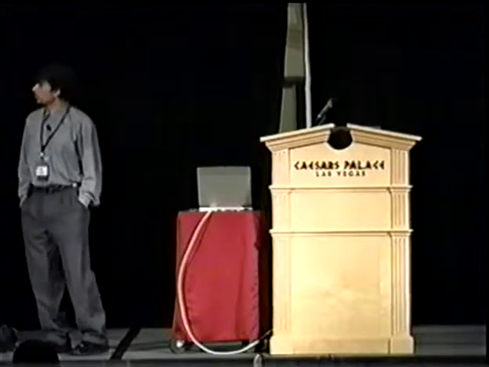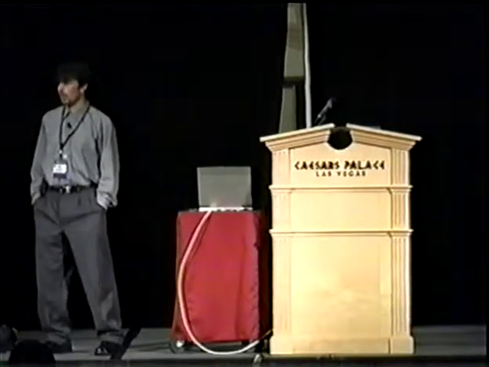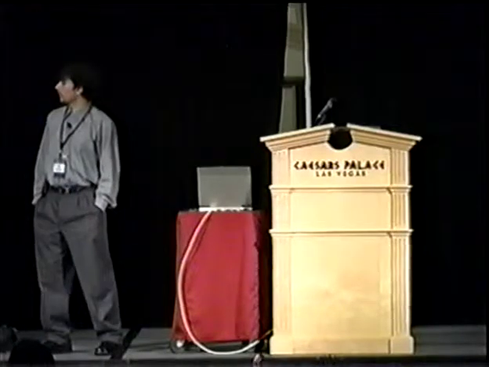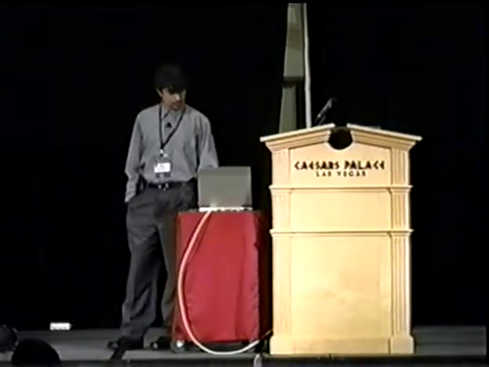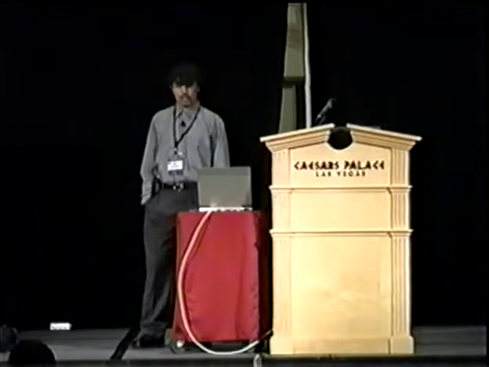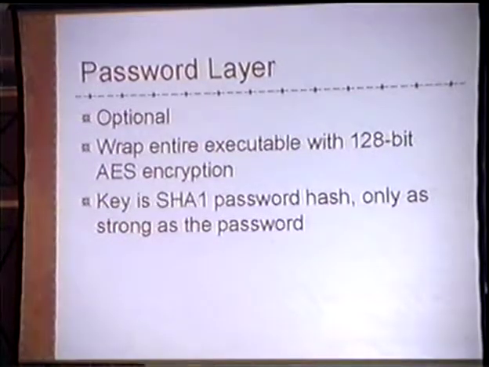So if you choose to add a password to an executable, and provided your password is strong, there is a very significant obstacle to any reverse engineer. If they can break 128-bit AES, they can go ahead and decrypt the rest of the executable. If they can break your password, which is more likely, then they can decrypt the executable. But if they can't do either of those, then they're stopped dead in their tracks, and there's nothing more they can do. The key for the decryption is just a SHA-1 password hash. So it's only as strong as your password, but I think everyone knows how to create a reasonably strong password. And the password layer itself is a very significant obstacle to anyone if you add it.